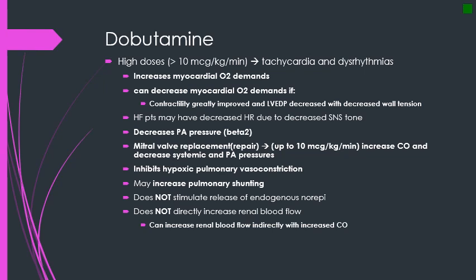It does decrease sympathetic nervous system tone, which will help with that forward flow. It decreases your PA pressures, which are your beta 2 receptors, and that's good for those heart failure patients. Your mitral valve repair patients or your replacement patients will be on these drips many times, and it's all to facilitate increasing their cardiac output, to decrease their PA pressures and to decrease their systemic pressures.